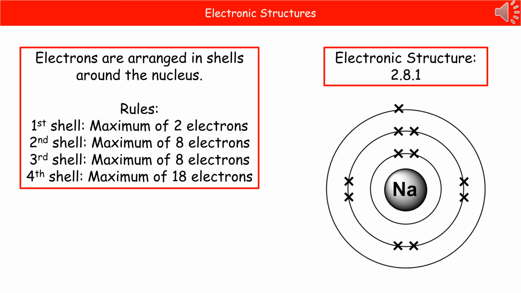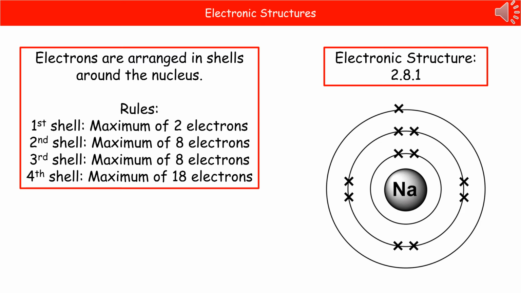When it comes to drawing electronic structures for an atom, we need to remember these 4 main rules. First shell can hold a maximum of 2 electrons. Second and third shell can hold a maximum of 8 electrons each. And our fourth shell can hold a maximum of 18 electrons. So you draw it as I have on the right there with the little crosses to represent the electrons, and then we write the electronic structure as 2.8.1.